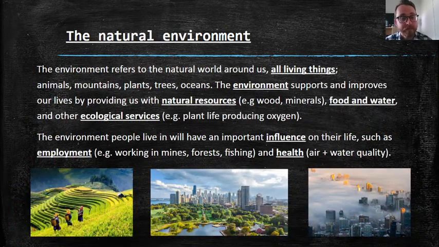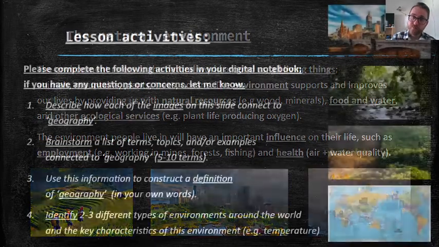Speaking of the environment, what is the environment? The environment refers to the natural world around us, so all living things, so the animals, the mountains, the plants, trees, oceans. The environment supports and improves our lives by providing us with natural resources, wood, minerals, food and water, and other ecological services, so plant life produces oxygen. We need oxygen to live. The environment people live in will have an important influence on their life, such as employment, so working in the mines, forest, fishing, and their health, so air, water quality.